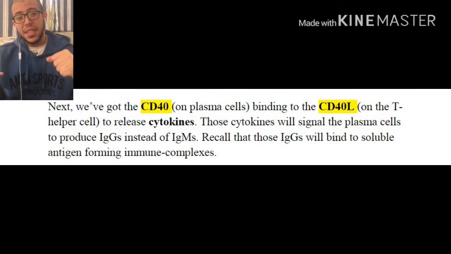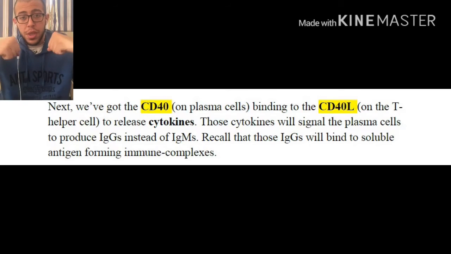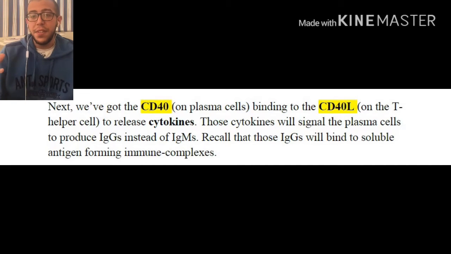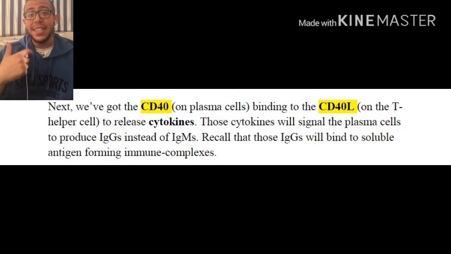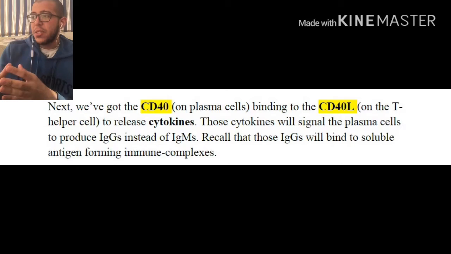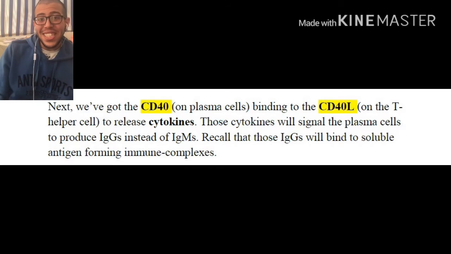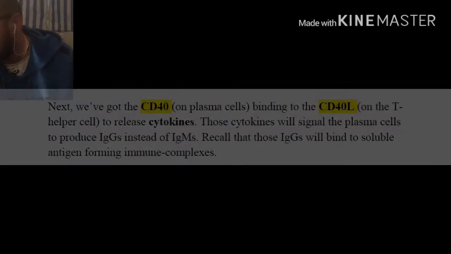Now, after the presentation of the antigens onto the TCR-CD3 on the T helper cell, the CD40 receptor that is present on the plasma cell is going to be binding to its ligand, the CD40L, which stands for the CD40 ligand, on the T helper cell to release cytokines. Why are these cytokines important? It's because they are going to be signaling to the plasma cells to produce IgGs, the antibodies, IgGs instead of IgMs. Now, let's recall that those IgGs are going to be binding to soluble antigens, forming the immune complexes, that were the antigen-antibody complexes.